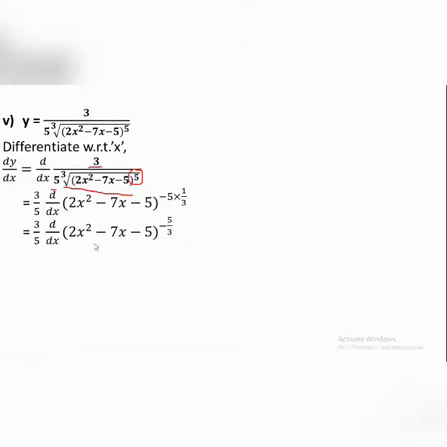Now differentiate with respect to x. It's an easiest form. Yes. So we can apply here the f of x raised to n formula. So now let's see. This is the constant term 3 upon 5 as it is into the power. Power is minus 5 upon 3. And our f of x means our bracket, power minus 5 upon 3 minus 1, into the differentiate with respect to x of the bracket.